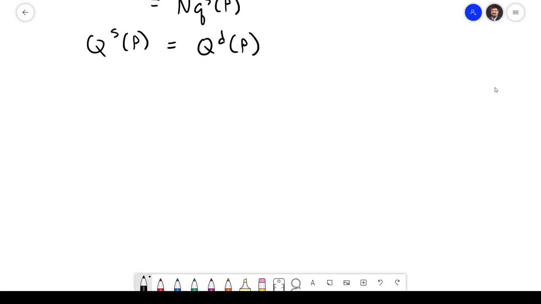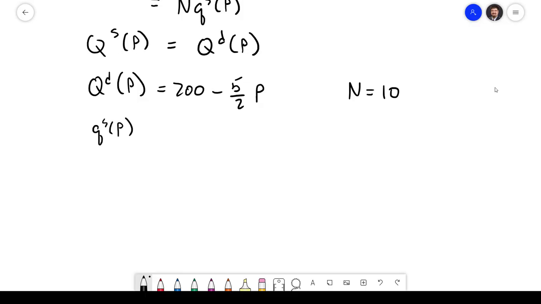Let's do an example. Suppose that the demand function in our market is 200 minus 5 halves P. And we will also suppose that N equals 10. We're going to continue with our firm supply function that we got before, which was Qs of P equals P over 4.